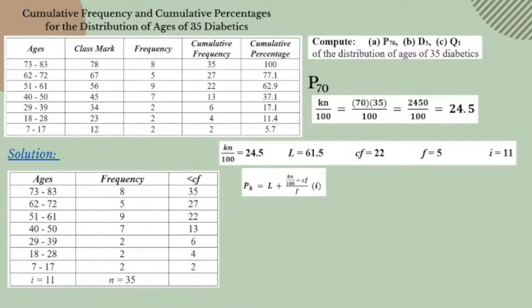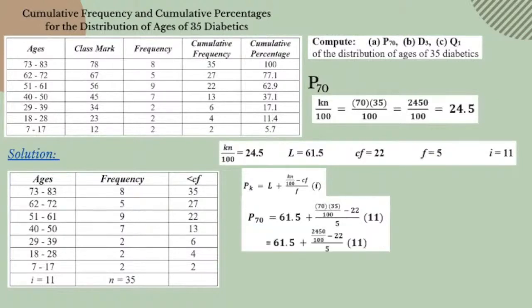Then by substitution, we have P sub 70 equals 61.5 plus (70 times 35 over 100 minus 22) divided by 5 times the quantity of 11. 61.5 plus (2,450 over 100 minus 22) all over 5 times the quantity of 11.